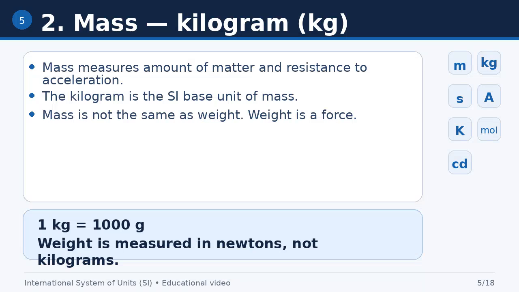The second base quantity is mass. Its SI base unit is the kilogram, written kg. Mass measures the amount of matter in an object, and also describes the object's resistance to acceleration. The kilogram is special, because its name already contains the prefix kilo. 1 kilogram equals 1000 grams. Mass should not be confused with weight. Mass is measured in kilograms, while weight is a force, and is measured in newtons.